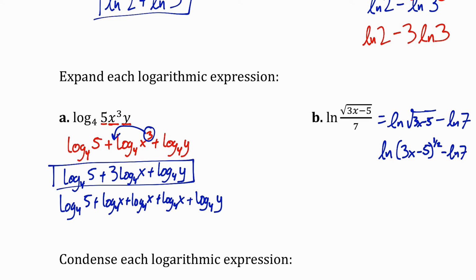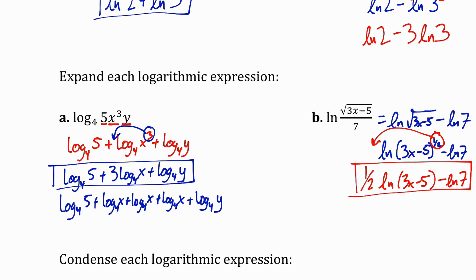So, now that we have it written with an exponent, we can take that exponent and move it out front using that power property. We got 1/2 natural log of 3x minus 5 minus natural log of 7. So we've broken that one up as much as possible.